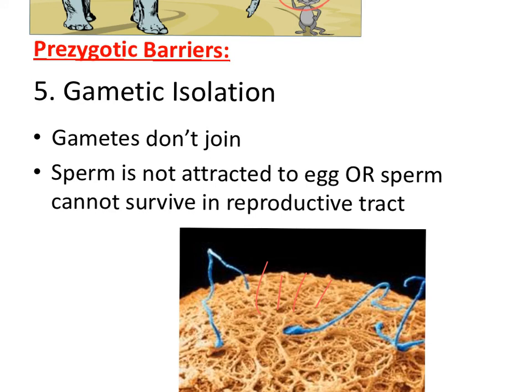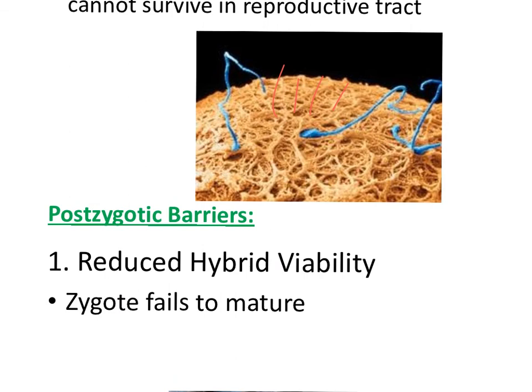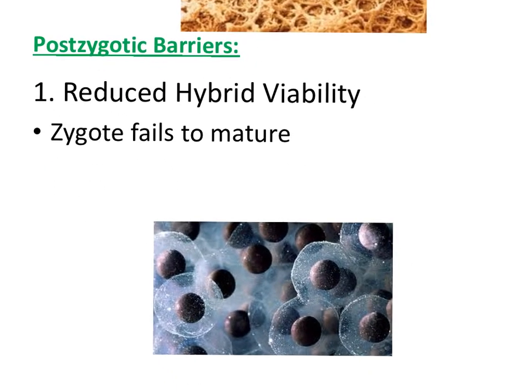Those 5 are all prezygotic. They prevent a fertilized egg. To conclude, there are 3 postzygotic. Postzygotic occurs after the egg and the sperm have fertilized and formed the zygote. So number 1 is reduced hybrid viability.